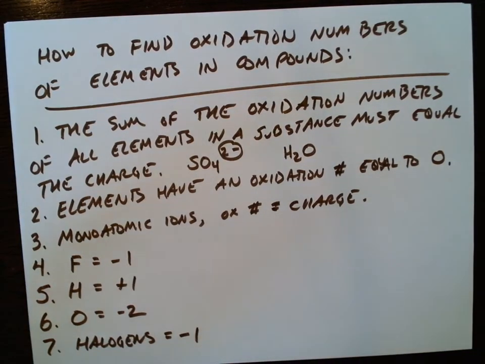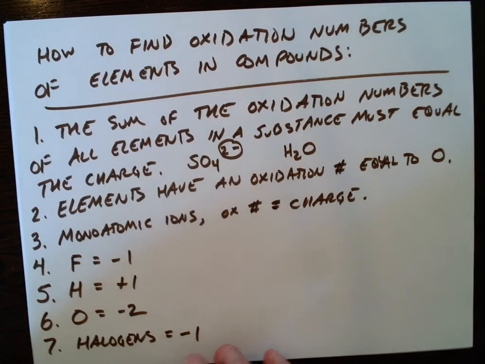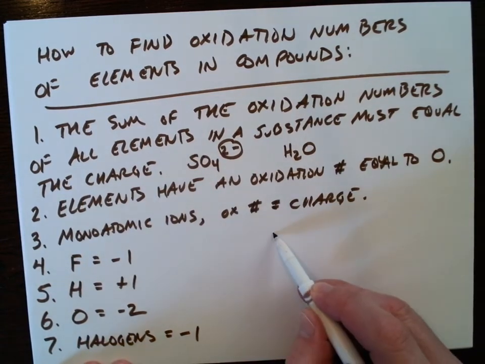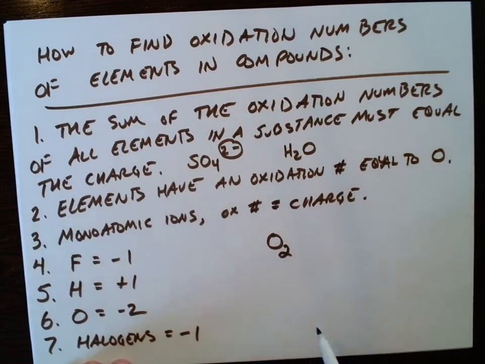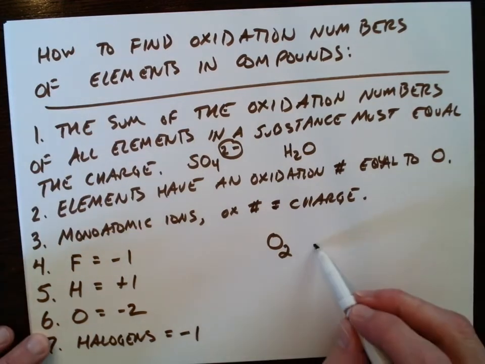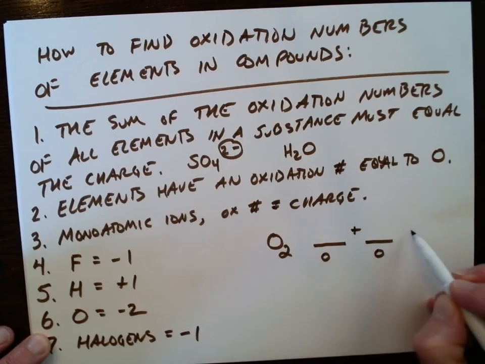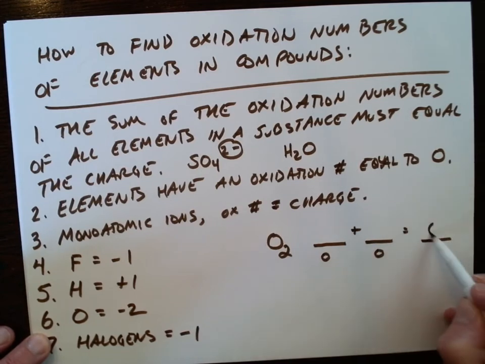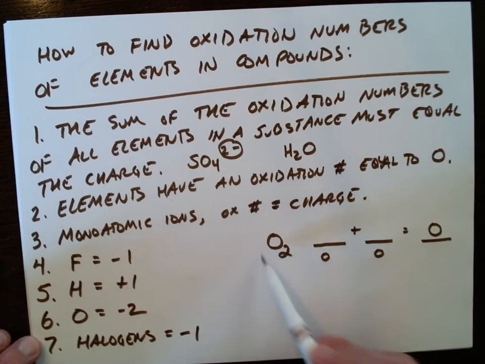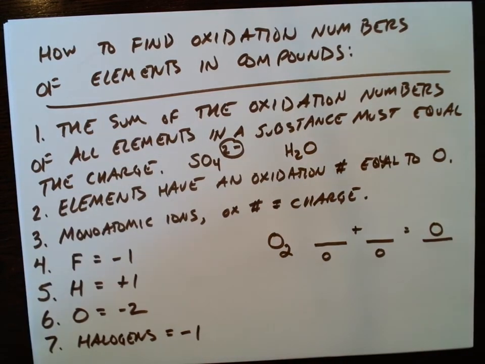Let me just show you a simple example of how we use these rules. Let's say I'm going to assign the oxidation numbers for the oxygen atoms in the oxygen molecule. Well, I have to assign oxidation numbers for both oxygens. And I'm going to add those up, and when I'm done, the total better equal 0, because an oxygen molecule is uncharged. So I know that whatever this number is and whatever this number is, when I add it up, it's got to equal 0.